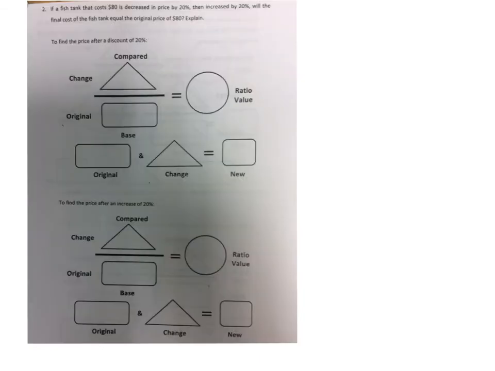Okay, next question. If a fish tank that costs $80 is decreased in price by 20%, then increased by 20%, will the final cost of the fish tank equal the original amount of $80? And explain. So let's go ahead and start it. So we're going to do a discount first. So there's my ratio value. So 20% goes 20% off. So 20 over 100. And where the label is going to be off. So over here is how much off.